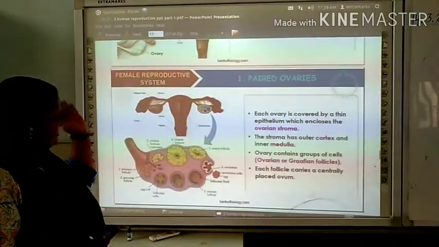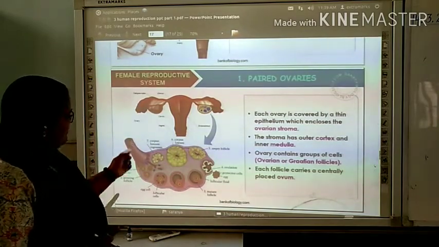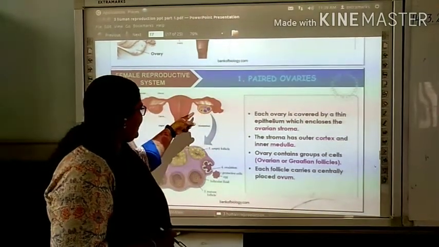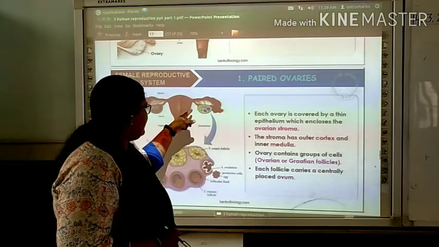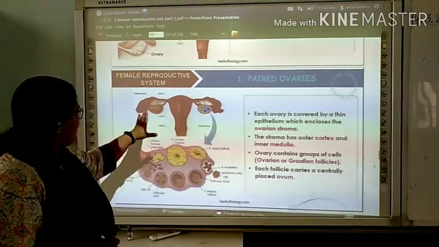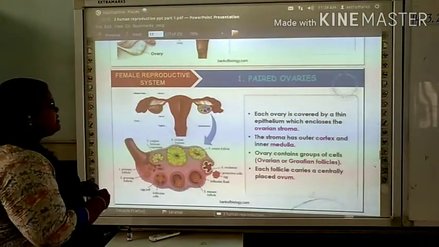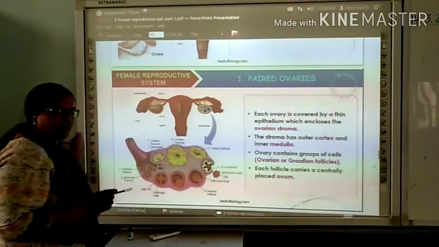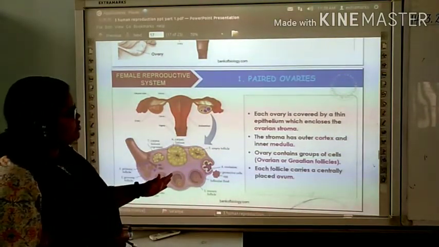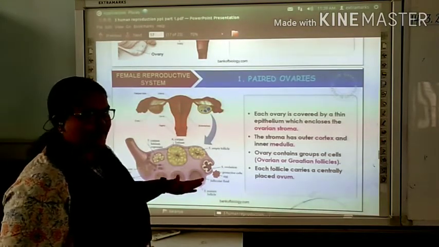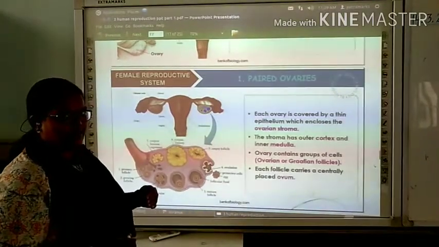Now if you take a section of this ovary, you can see that the ovary is covered by a thin epithelial lining, right. So each ovary is covered by a thin epithelial lining which encloses the ovarian stroma, the entire structure, right. And if you look at the ovarian stroma, we can divide it into two parts: the outer cortex and the inner medulla, right.